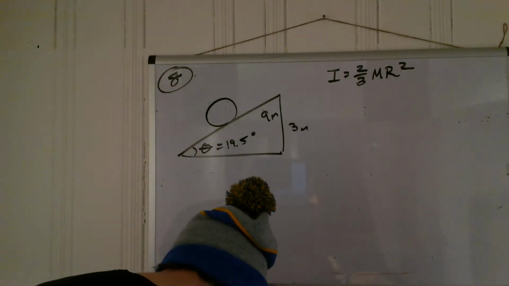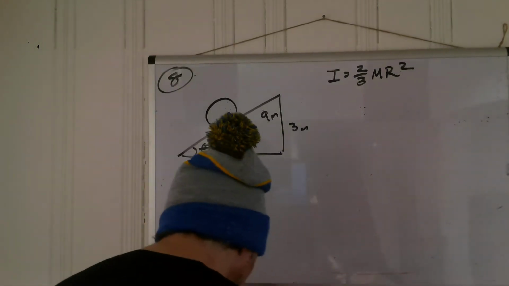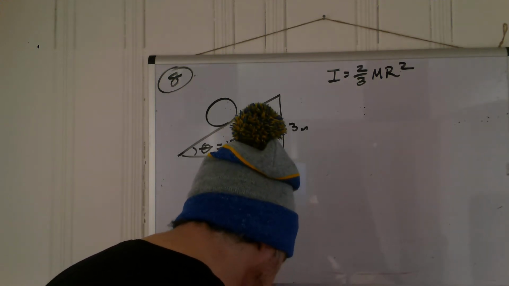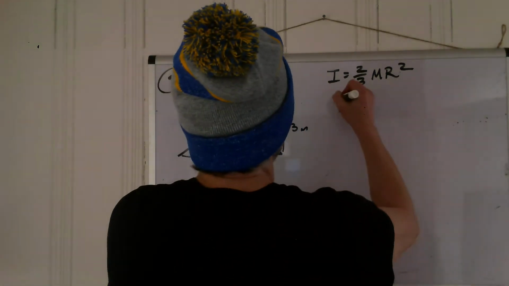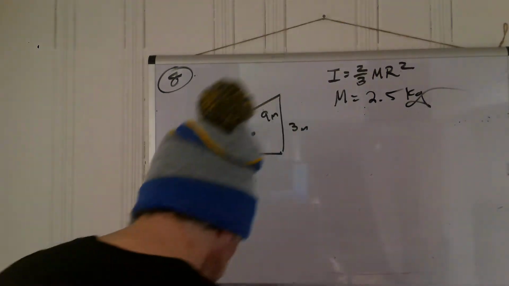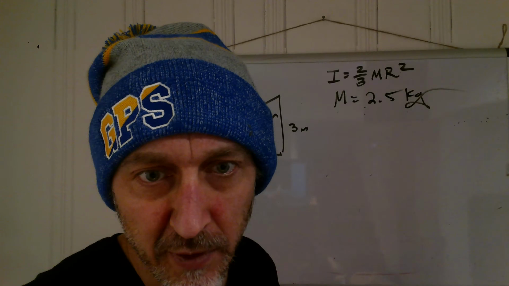And I believe I gave you the mass, didn't I? Oh, hold on. Sorry. I can just look at my work. Did I give you the mass? Yes, 2.5 kilograms. Cool. So let's make a note of that. M equals 2.5 kilograms. I hope I changed that. Hold on one second, you guys. There it is, 2.5 kilograms. All right, cool.